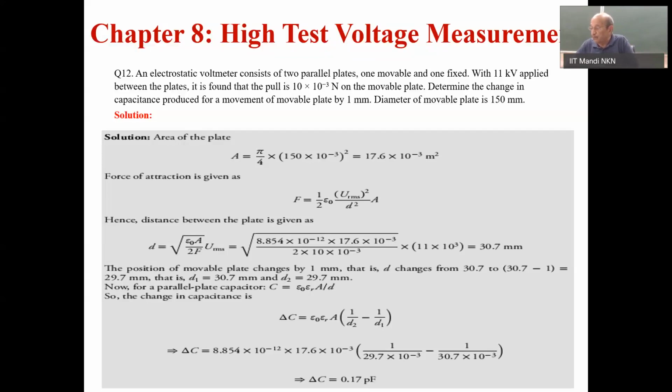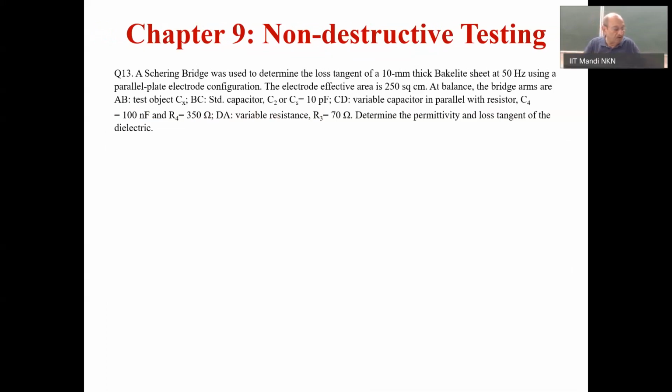So we go to the next question. Yeah, this is a very interesting question on the Schering bridge. Here, as you can see, a Schering bridge was used to determine the loss tangent. So the main purpose is to determine the loss tangent of a 10 millimeter thick bakelite sheet at 50 hertz using a parallel plate electrode configuration.